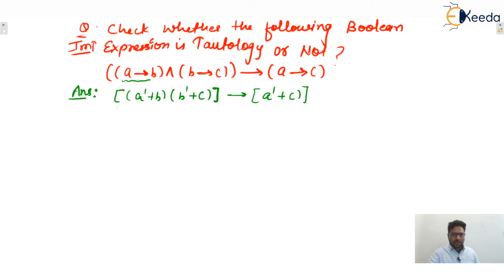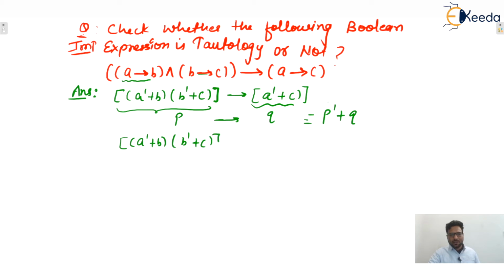Now you tell me, let's say this is your P and this is your Q. Now this is P implies Q, and P implies Q is what? P dash plus Q. P dash means the complement of the LHS. So what will be the complement of the LHS? That means this is A dash plus B, then this one is B dash plus C, whole complement, plus A dash plus C. Yes or no? Now apply De Morgan's law in this one.